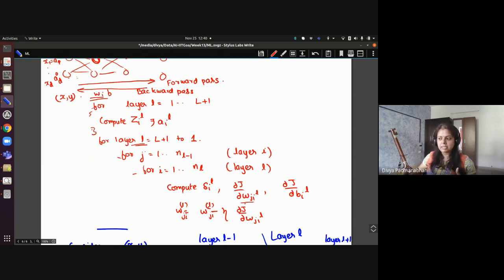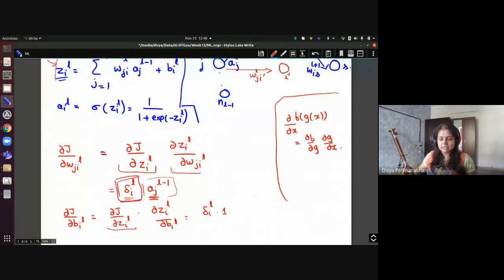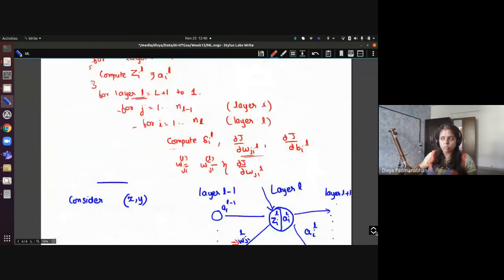And you compute these quantities now, because once you have the delta ILs, what you just do is a multiplication with AJL minus 1. And for BIs, you directly have the dou J by dou BIs. So you just do that. And now you can do this update just for that particular JIth element. So WJIL alone, you can do this update.